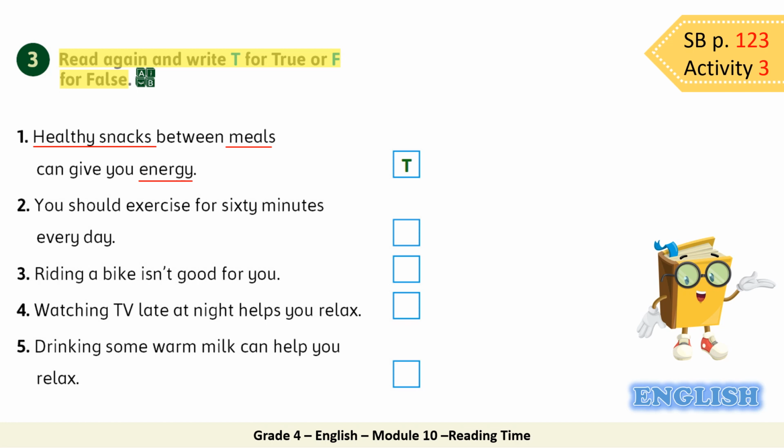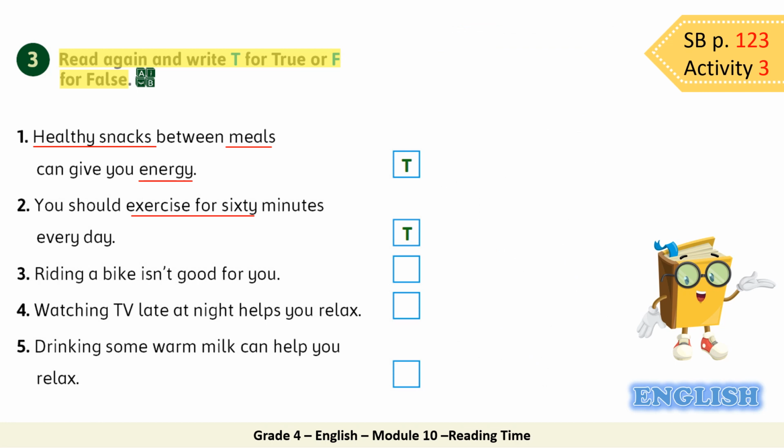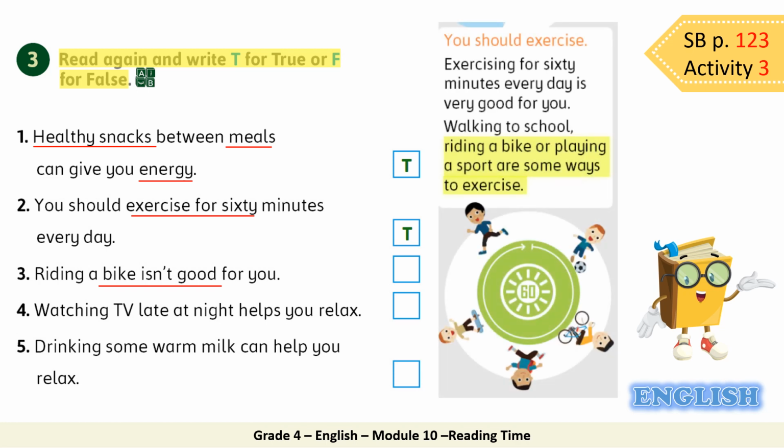Welcome back. Let's check our answers together. Number 2. You should exercise for 60 minutes every day. Check the paragraph that talks about exercise. You will find out that this sentence is true. Number 3. Riding a bike isn't good for you. The paragraph about exercise mentions that riding a bike or playing sport are some ways to exercise. And of course, exercise is good for you. So the sentence is false.